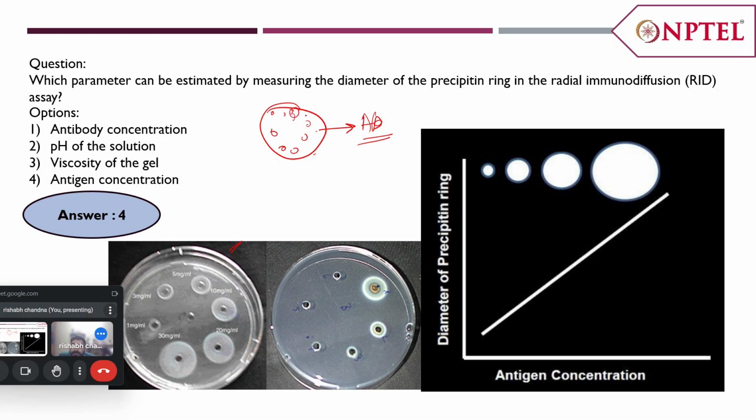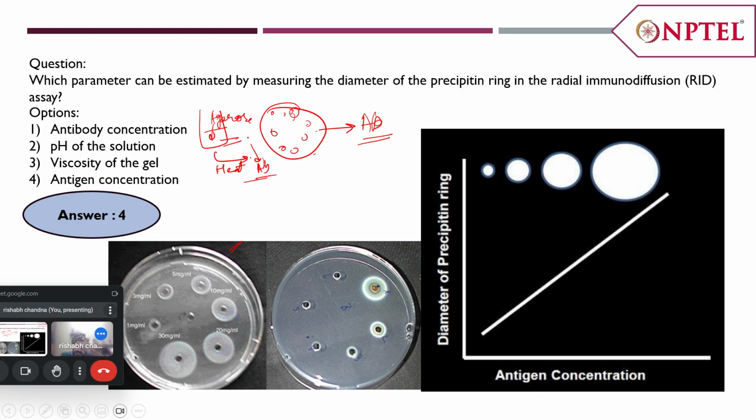While preparing this agarose, we add the agarose to our buffer and then we heat it. After heating it, we allow it to cool down to such an extent that it does not solidify. Then we add the antibody, because antibody is temperature sensitive.